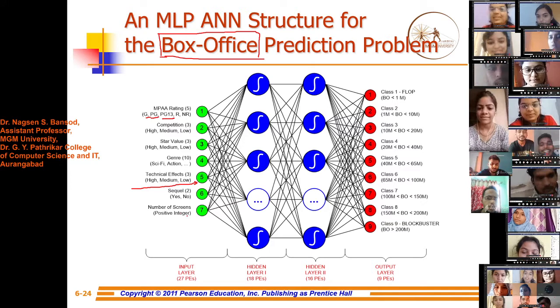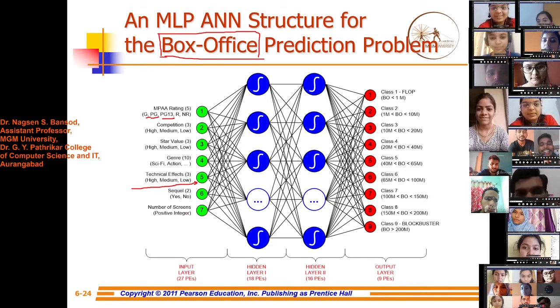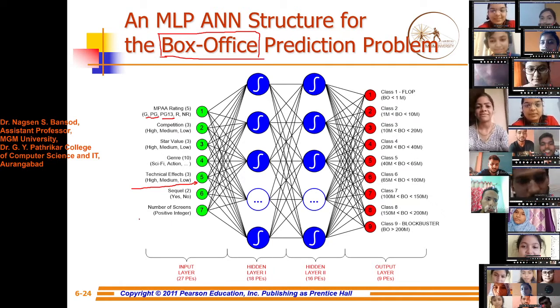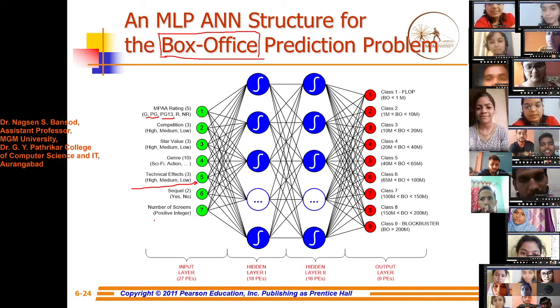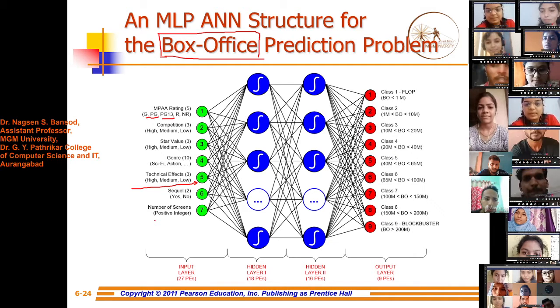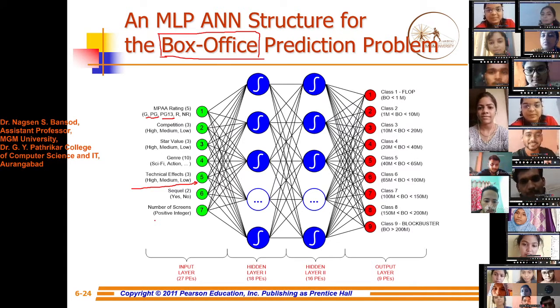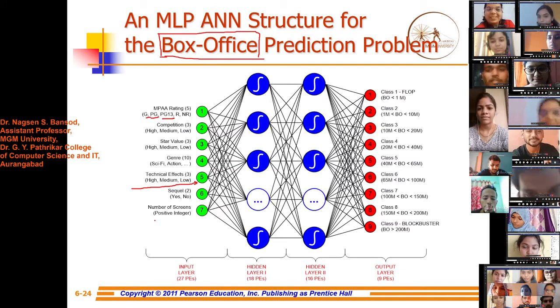Then number of screens, a positive integer. The number of screens will be positive, at least one will be there. It means how many screens, sometimes there are many screens, two screens, three screens, one screen, like this. This input we have to take into the box office prediction problem.